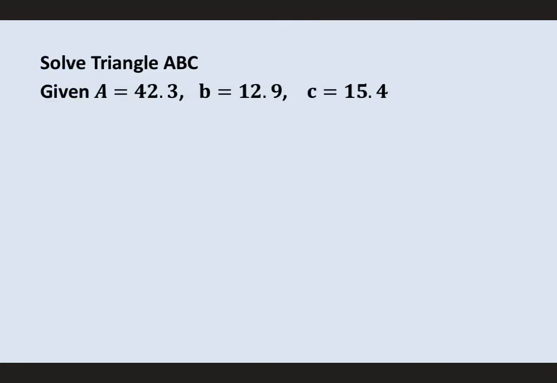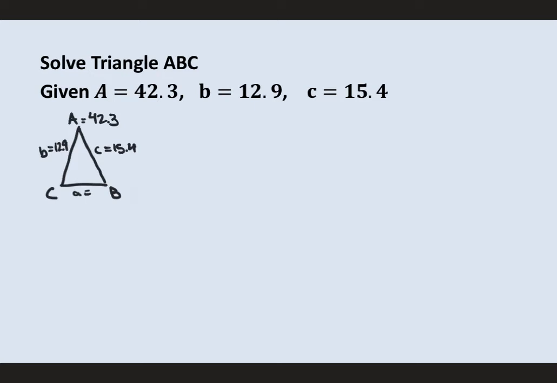All right, so here's our first situation. We're going to draw the triangle picture. Then we can use law of cosine to solve for a missing piece of information, and then figure out how to find the remaining stuff using our other skills. So we'll start by drawing the triangle. On top, we'll put big A equal to 42.3. Little b will go over here. Little b is 12.9. Little c will go over here. Little c is 15.4. All right, and we need to solve for little a, we need to solve for big B, and we need to solve for big C.